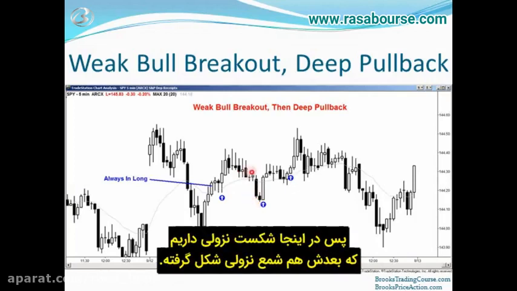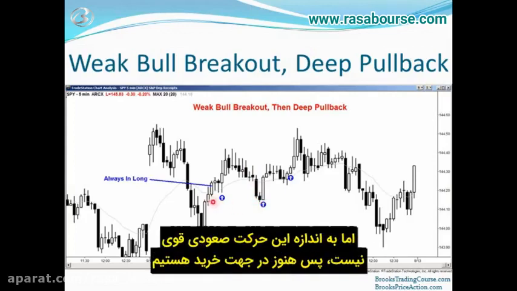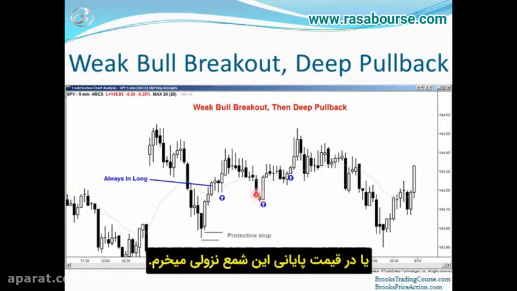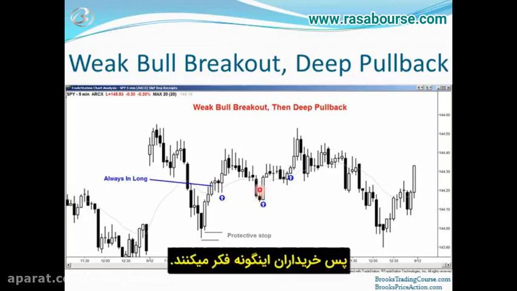So we have a bear breakout on this bar. We have some follow through here. The bulls will say, yeah, it's okay, but it's not nearly as strong as this. It's still always in long. I'm going to buy the close of this bear bar. I'm going to buy above its high. And that's what the bulls are thinking.